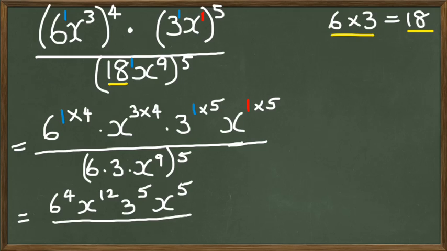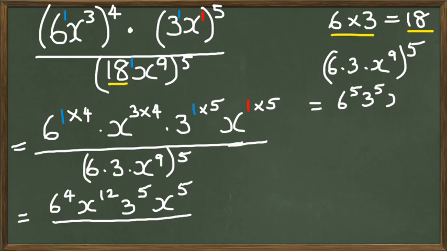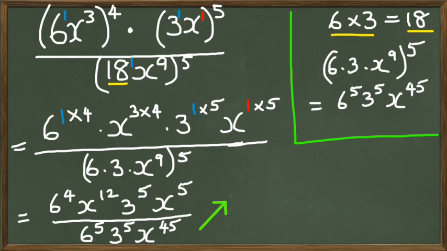Now the denominator, I'm just going to work the denominator separately here. So if we have 6 times 3 times x to the power of 9, and all that is raised to the power of 5, then we have 6 to the power of 5, 3 to the power of 5, and x to the power of 45, which is the denominator. So I'm going to replace that with 6 to the power of 5, 3 to the power of 5, and x to the power of 45. Now, due to space, guys, I just have to continue to work in this space here.